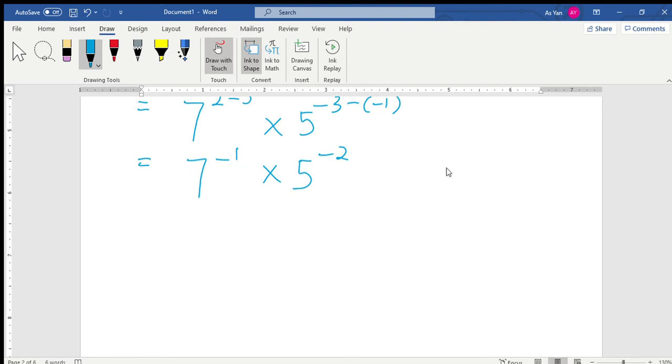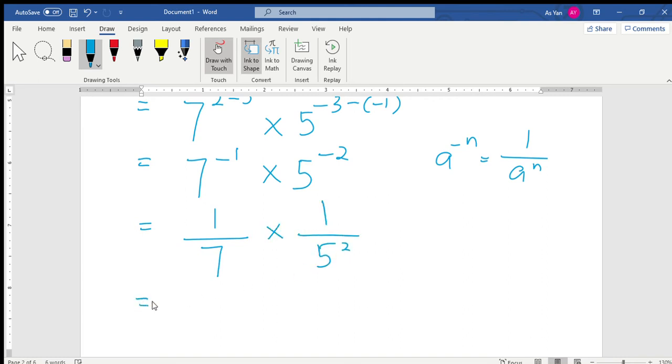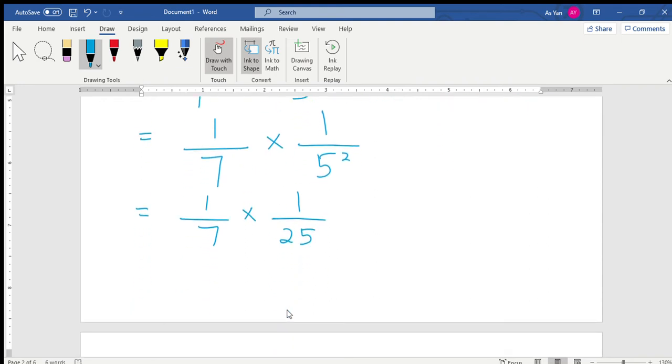So we learned already that a to the power of negative n equals 1 over a to the power of n. So it equals 1 over 7, multiplied with 1 over 5 squared. So 1 over 7 multiplied with 1 over 25. So 7 times 25, you can hit the calculator. Okay, 175.